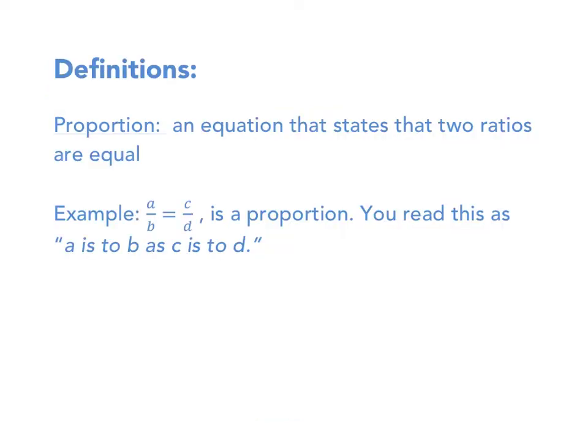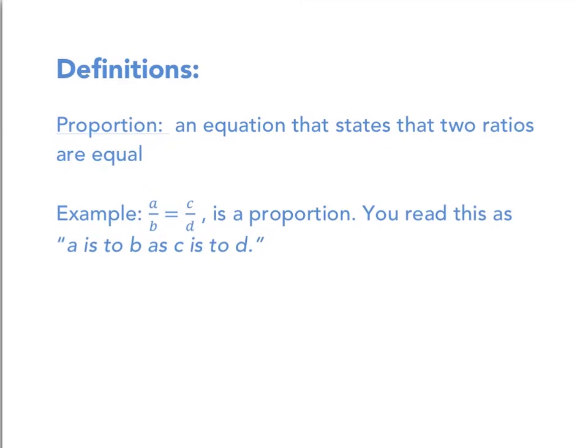So some definitions you need to get down. What is a proportion? A proportion is an equation that states that two ratios are equal. Again, a proportion is an equation that states that two ratios are equal. So for example, A over B equals C over D is a proportion. You read this as A is to B as C is to D. Also using some numbers, 2/3 would be proportional to 4/6 if they are equal.